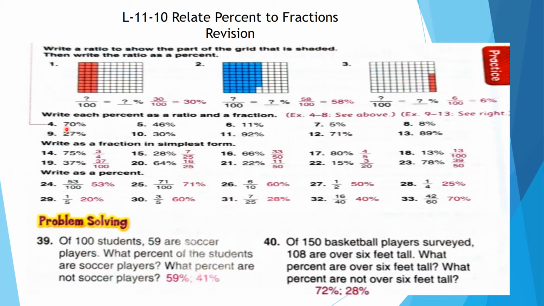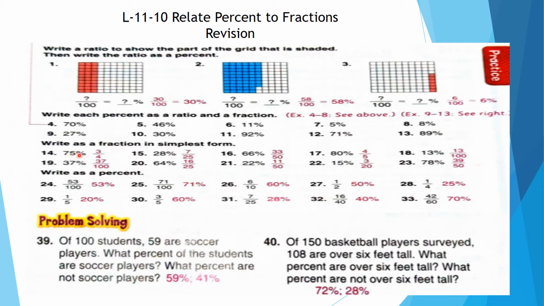In this question, you can see, write each percent as a ratio and fraction. Then in this one, 70 by 100. That means 7 by 10 in fraction. And 70 by 100 means 0.7.